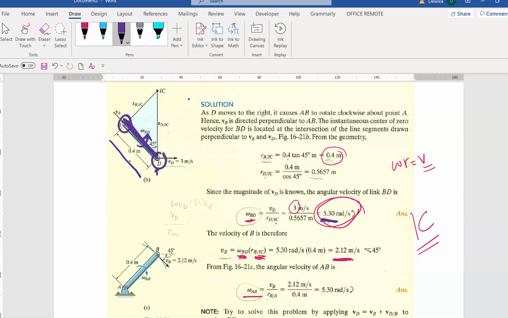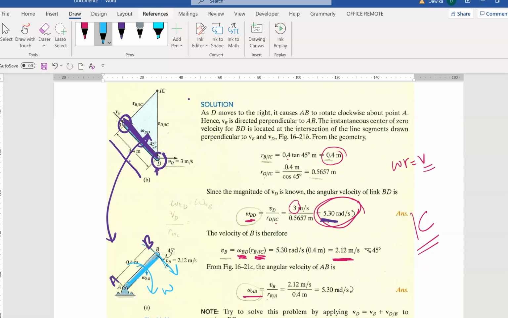But when it comes to rod AB, omega BD is not applicable here, not applicable at all. But you have calculated the VB, so VB can be used for this rod. So it works like that, because this fellow will have a different omega.